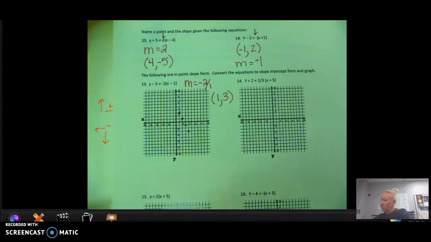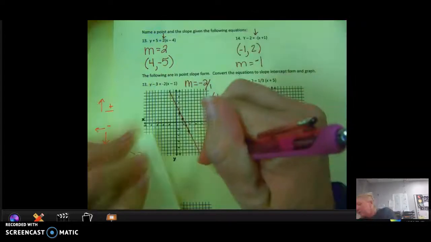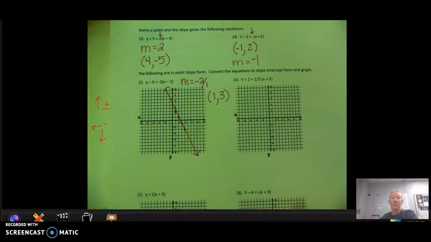You take your straight edge, remember, and you draw your straight line. Lines are always straight, so kind of redundant. And put arrows on the end. Make sure that you go throughout the entire grid. Okay, so that is graphing from point-slope form.